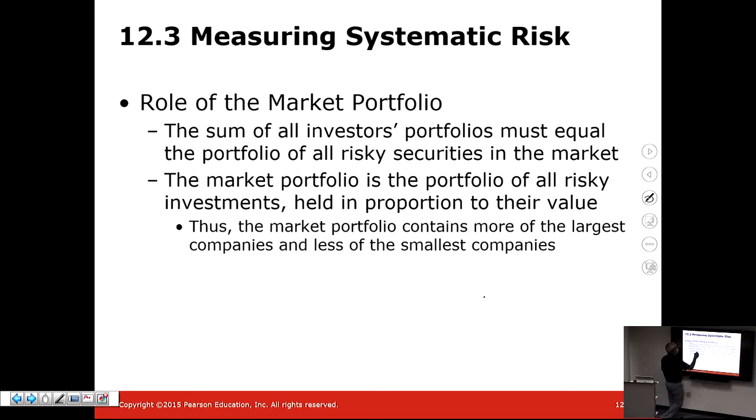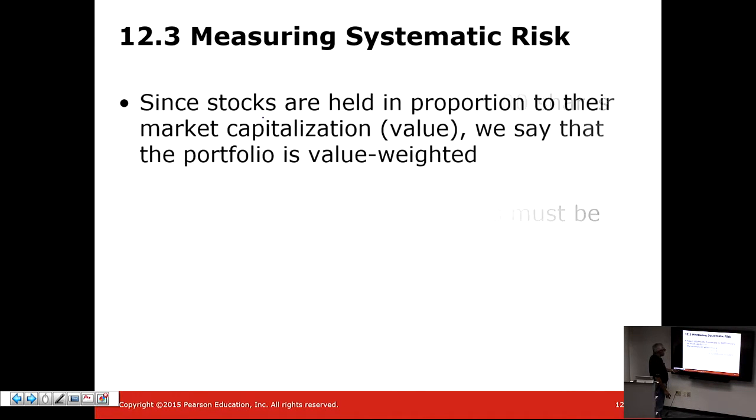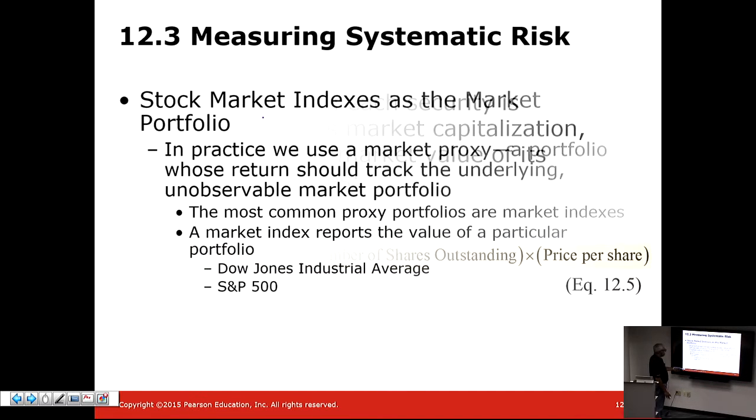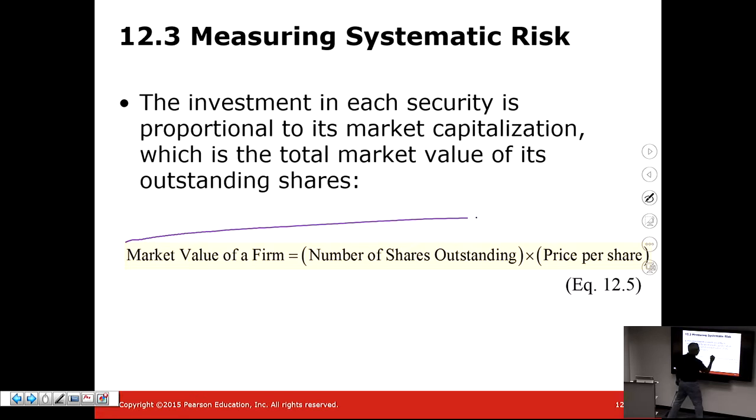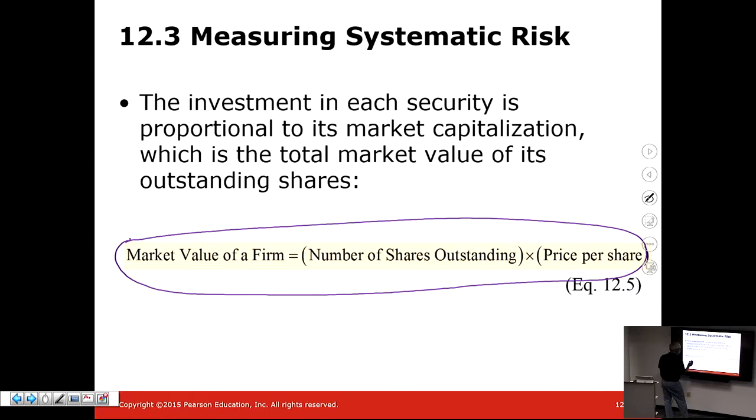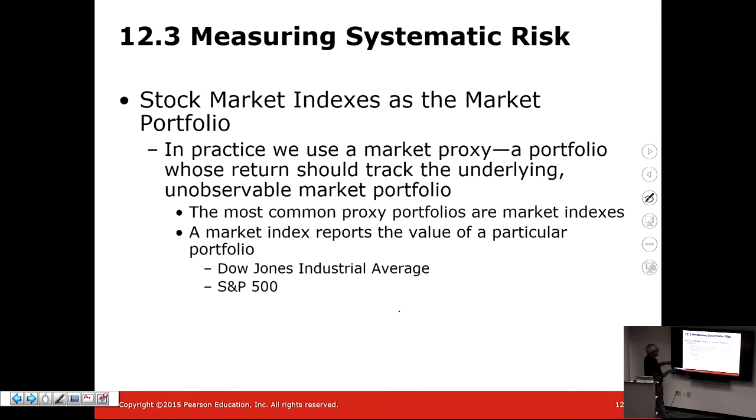Which brings us to the role of what we call the market portfolio. Market risk can be proxied through a market portfolio. But before I get to the market portfolio, I just want to quickly recap this equation that we saw earlier, that the market value of any firm is simply the number of shares outstanding for that particular firm multiplied by the share price for that firm. So this is something we had seen earlier, just a quick recap over here. So now back to the market portfolio. The market portfolio can be proxied by what we call the market index.